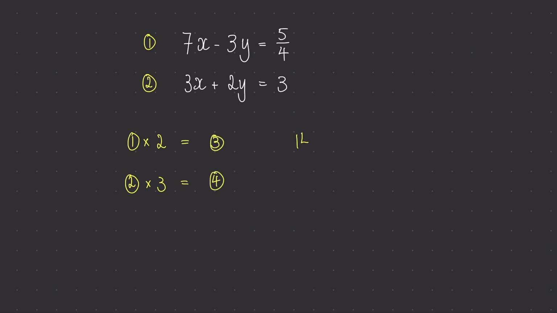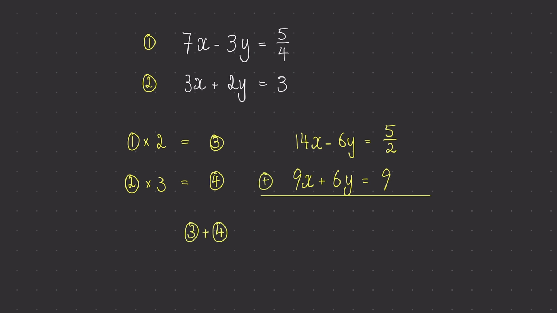Let's do that then. So 14x minus 6y, and be careful with this fraction. So we're going to multiply 5 over 4 by 2, leaving me with 10 over 4. Or if we would like to simplify that, we can write that as 5 over 2. Let's multiply both sides of the second equation by 3, giving me 9x plus 6y equals 9. So the coefficient of the y's is the same apart from the sign. That means I'm going to be adding my two equations together in order to eliminate y.